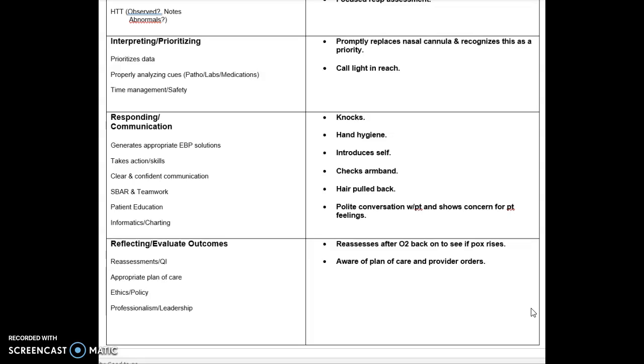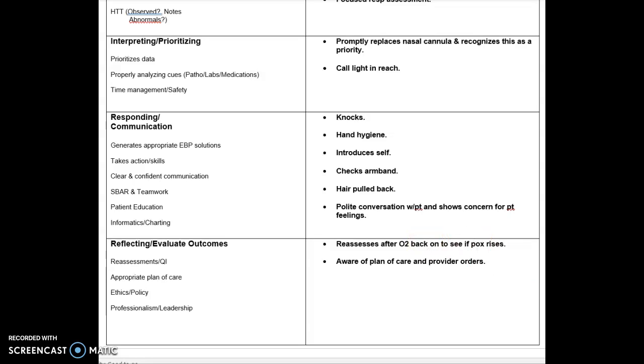The student notes that they are aware of the provider orders, and they most definitely seem to be aware of that plan of care and what is best for the patient. You can go back and review the video again and see if there are any other behaviors that you would want to add to the documentation for that student encounter.